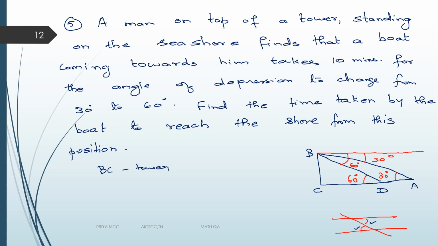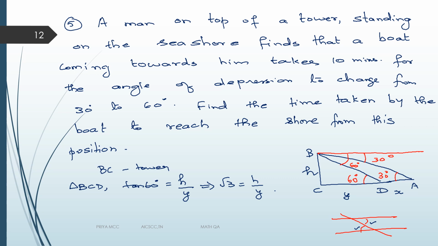Let me call the height of the tower as H. Let me call this distance AD as X. And from the tower to this as Y. Okay. Now, what is tan 60? From triangle BCD, tan 60 is equal to H by Y. By now you are familiar. I need not write BC and CD. What is tan 60? Root 3 is equal to H by Y.